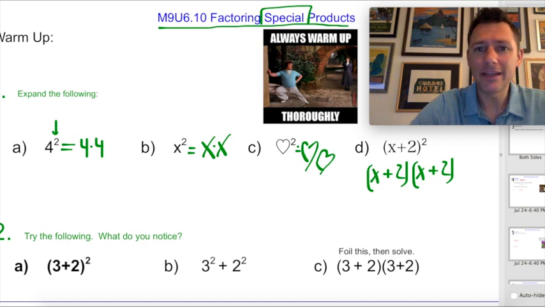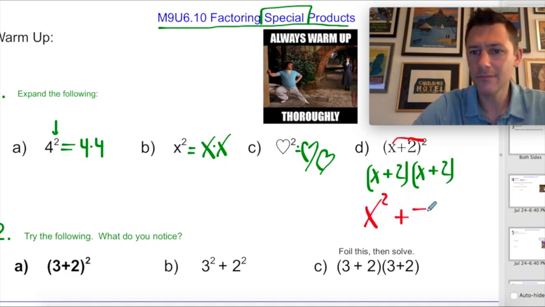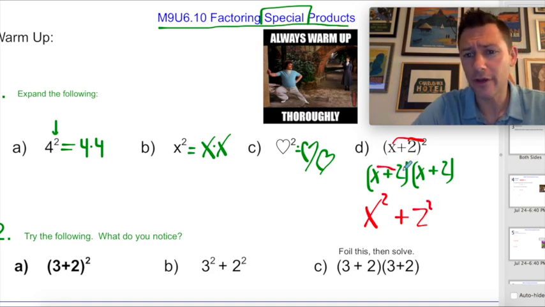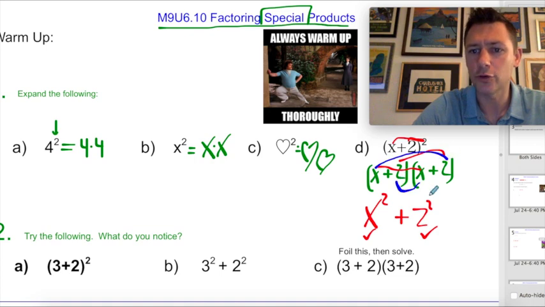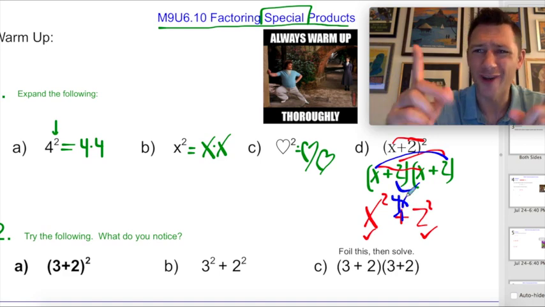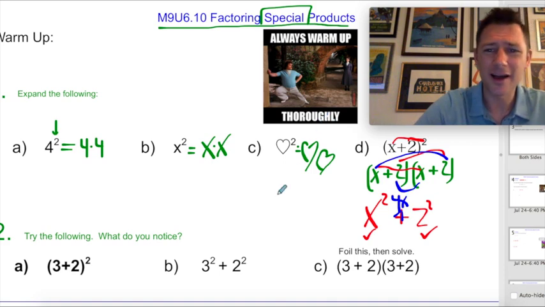What's really tempting is to go, oh yeah, squared, squared, squared, and end up with x squared plus 2 squared. And that's not right. Because if you FOIL this out, you do get x squared, and you do get 2 squared, but you also get the middle products of 2x and 2 more x. So in the middle there should be 4x tucked in there. Sorry, drawn with my fingers. Not really good with them.